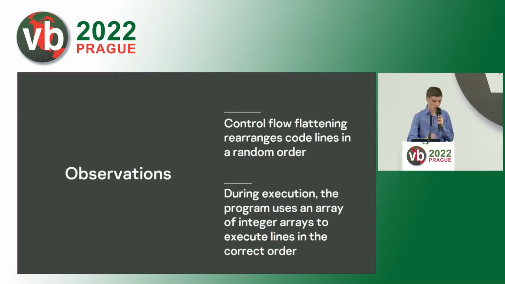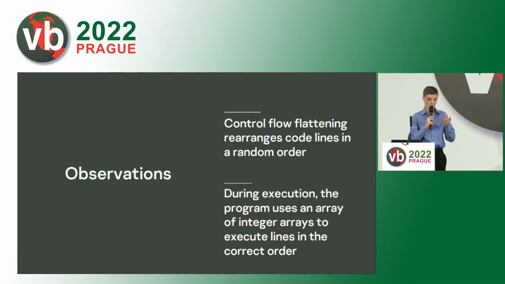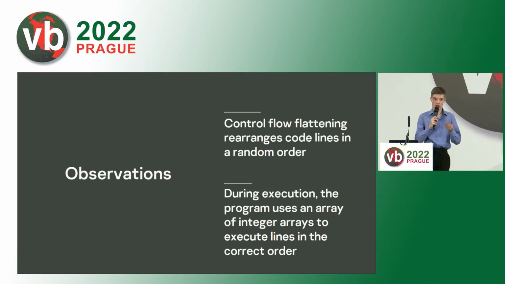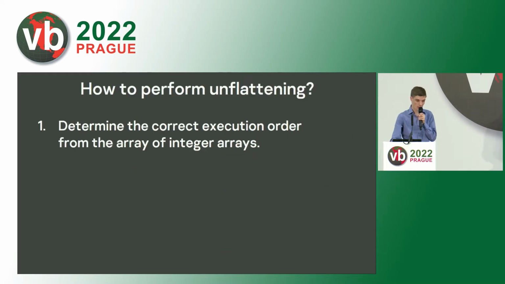And so, this technique that involves rearranging lines of code in a random order and then using an execution order array, this technique is called control flow flattening. And now let's try to remove it. But again, before we dig deep into implementation details, we first have to mark the overall strategy of how we're going to do it.